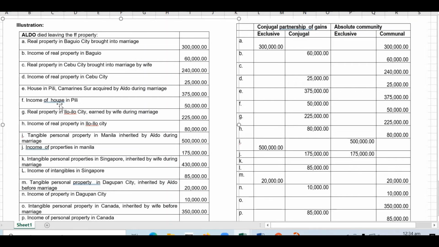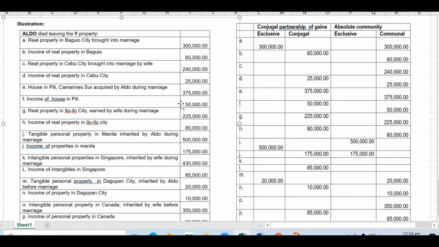Okay? Next, we have letter E. House in Pili, Camarines Sur acquired by Aldo during marriage. So, all property acquired during marriage, whether conjugal partnership of gains or absolute community. So, if di naka-mention if it's onerous or gratuitous, then it's onerous. So, conjugal under conjugal partnership of gains, and communal sa absolute community. Okay? However, ang income nito, income is always conjugal under conjugal partnership of gains, and since the property is communal, then communal yung income under absolute community.